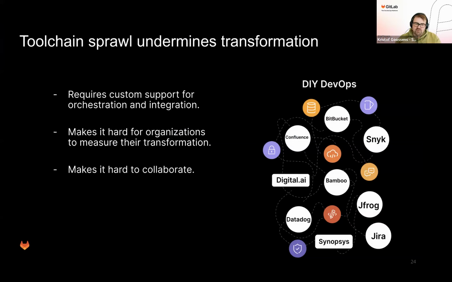Also, because of multiple new technologies being added, new principles like microservices, there are more and more projects. If you combine that with the tools that need to support those projects, you have essentially what is called a tool chain sprawl, and you end up with a DIY DevOps, because you realize that there's a lot of information in those tools, and you need an easy way to connect the dots. So we require custom support for orchestration and integration. All of that requires a lot of work.